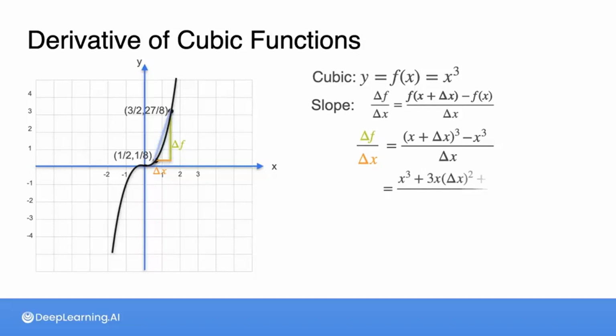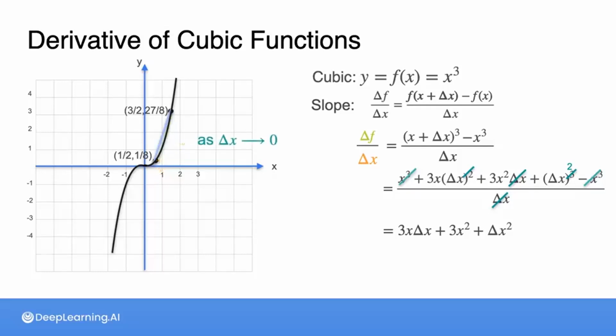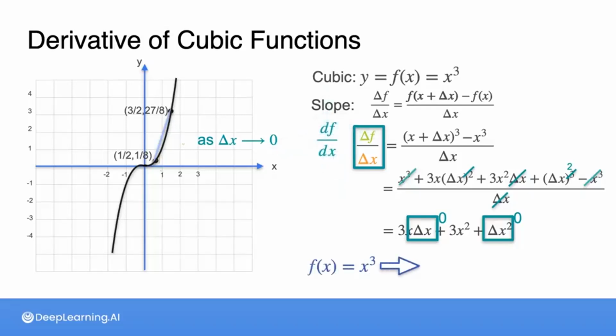Now expanding a cube is a little harder than expanding a square, but this is what you get. And if you cancel out the x cubed, if you divide top and bottom by delta x, then you get 3x delta x plus 3x squared plus delta x squared. Now, as delta x goes to 0, what happens with 3x delta x plus 3x squared plus delta x squared? Well, anything that has a delta x becomes 0. So the only thing that stays put is the 3x squared. And that's the derivative. So if f of x equals x cubed, then f prime of x equals 3x squared. And that's the derivative of this cubic.